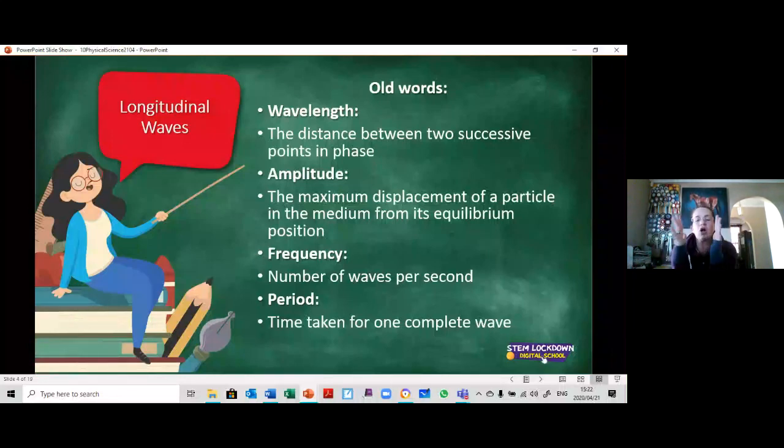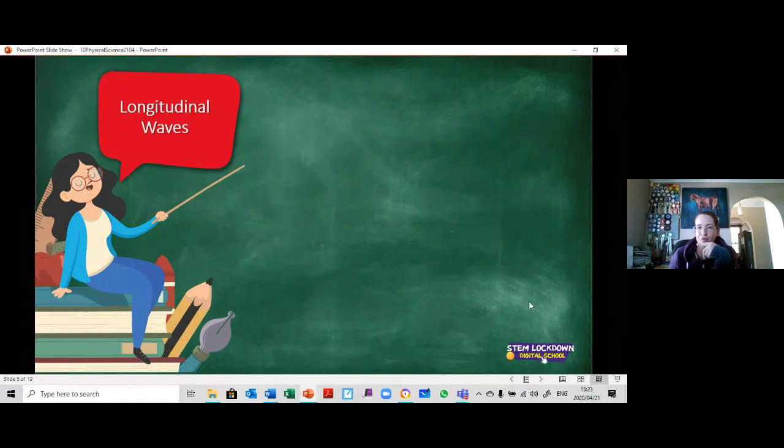But now, because a longitudinal wave is a squash and a let go, and a transverse wave is an up and a down, we needed new words to describe some of that wave. Okay? Cool. So, let's look at the new words, right?